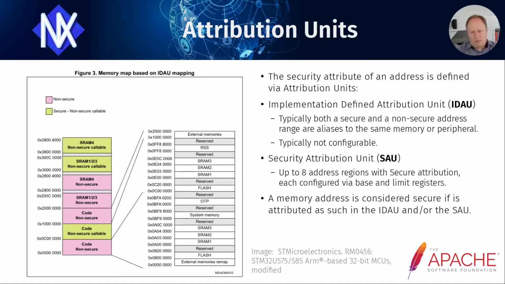The second kind of attribution unit is the Security Attribution Unit, or SAU, which provides up to 8 address regions, each one defined by a base and a limit register with 32-byte granularity. Each defined address region is considered secure. Non-defined address regions are considered non-secure by the SAU. The SAU-defined address ranges are overlaid onto the ones defined by the IDAU. A given memory address is considered secure if it is attributed as such in either the IDAU or the SAU, or in both.